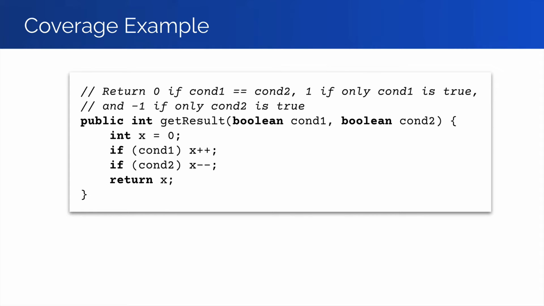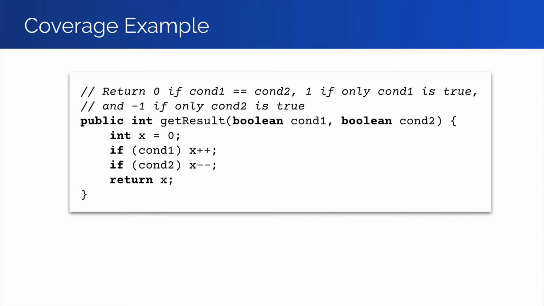Let's look at this in some detail. Suppose we have a method called getResult that takes two Boolean arguments. It returns 0 if both conditions are true or if both conditions are false. If the first condition is true and the second condition is false, the method returns a positive 1. If the first condition is false and the second one is true, then the method returns a negative 1.